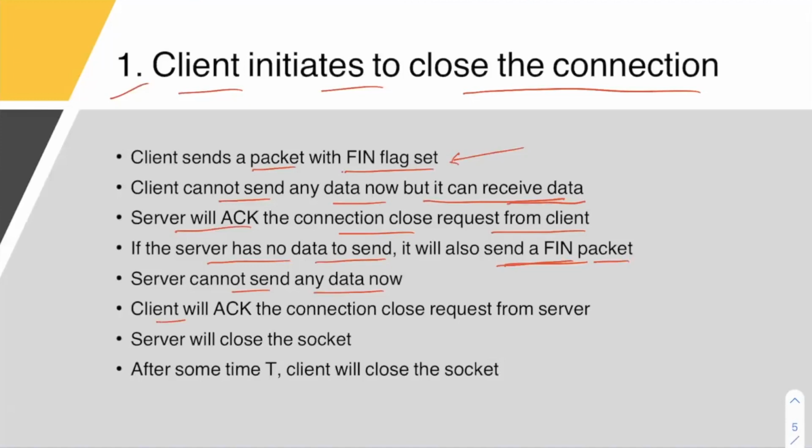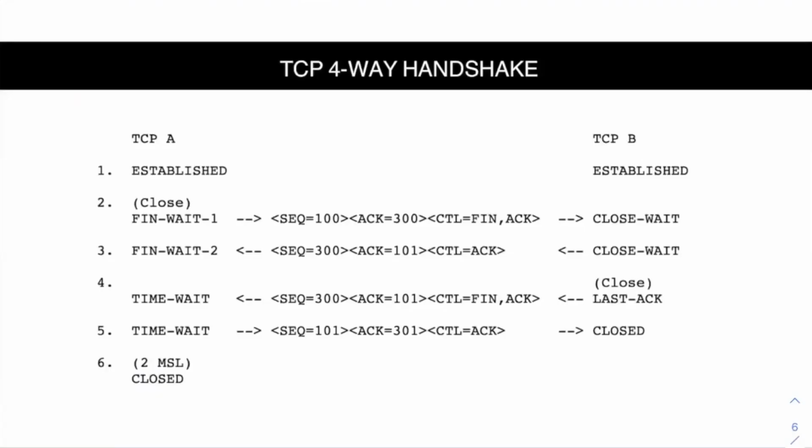Now the client will also acknowledge the connection close request from the server. That is, it will also acknowledge this FIN packet from the server. Now after the client has acknowledged the close request from the server, it will wait for some time t, and after that it will close its socket. So you can understand this with the help of this diagram here. This is the TCP four-way handshake because there are 4 steps involved here.